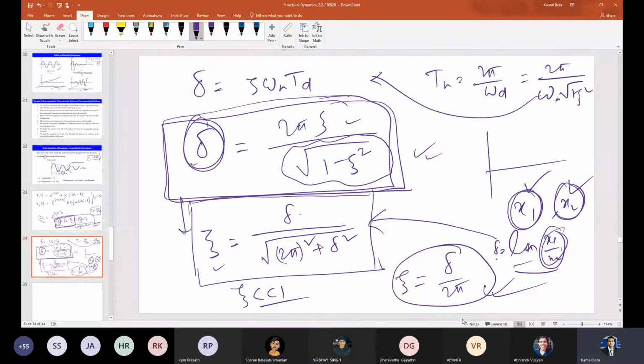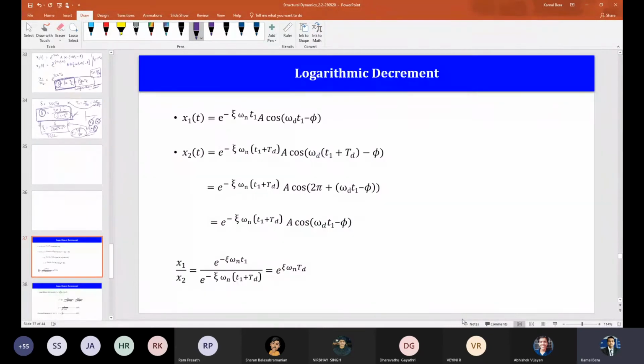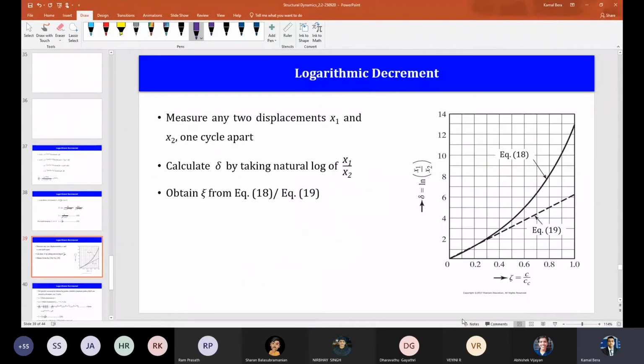Clear? Okay. Now let us see, if I use this expression and this expression, how different the results are. You can plot it as delta versus zeta. As I mentioned, measure any two displacements x1 and x2 one cycle apart. Calculate delta by taking the natural log of this, then obtain zeta from equation 18 or 19, those two equations.